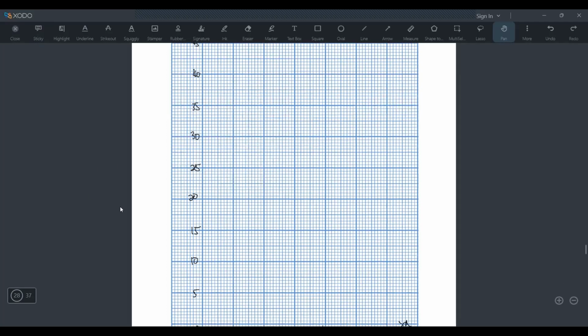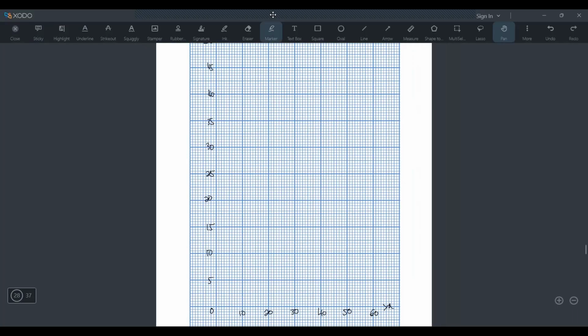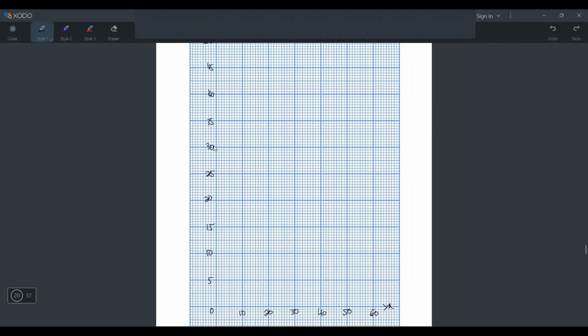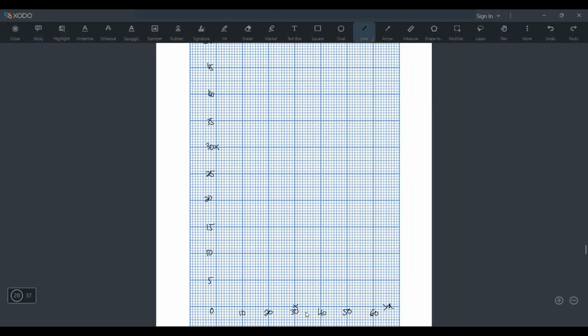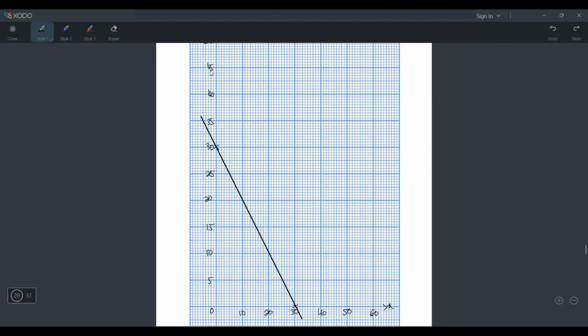Okay, make this smaller. Okay, (0, 30), (30, 0). So (0, 30) is here, (30, 0) is here. And then you use your ruler to join. It means you have to bring your long ruler to your exam. So remember to bring your long ruler. Okay, done already. And don't forget to write the equation: x plus y equals 30.